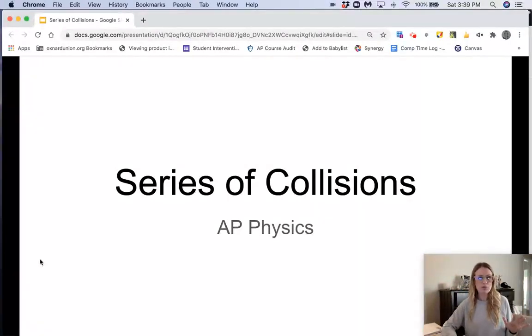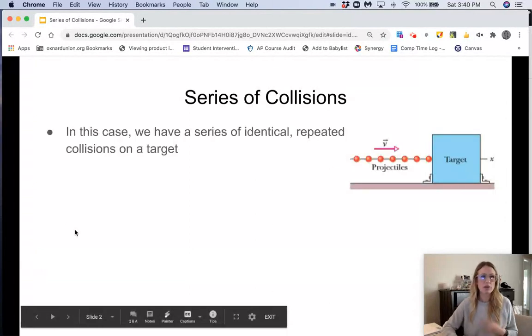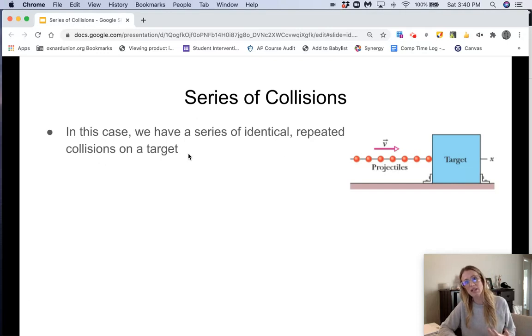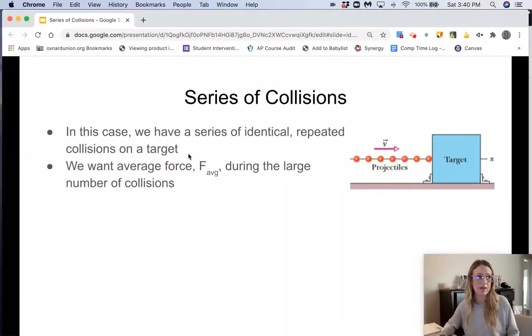So for a series of collisions, in this case, we have a series of identical repeated collisions on a target. Something like a bunch of BBs hitting a target in rapid succession. So we want an average force, F average, during the large number of collisions. And of course, we know that impulse is equal to change in momentum. But in this case, since we have a large number of collisions causing an impulse on the object, we put this term N in here.